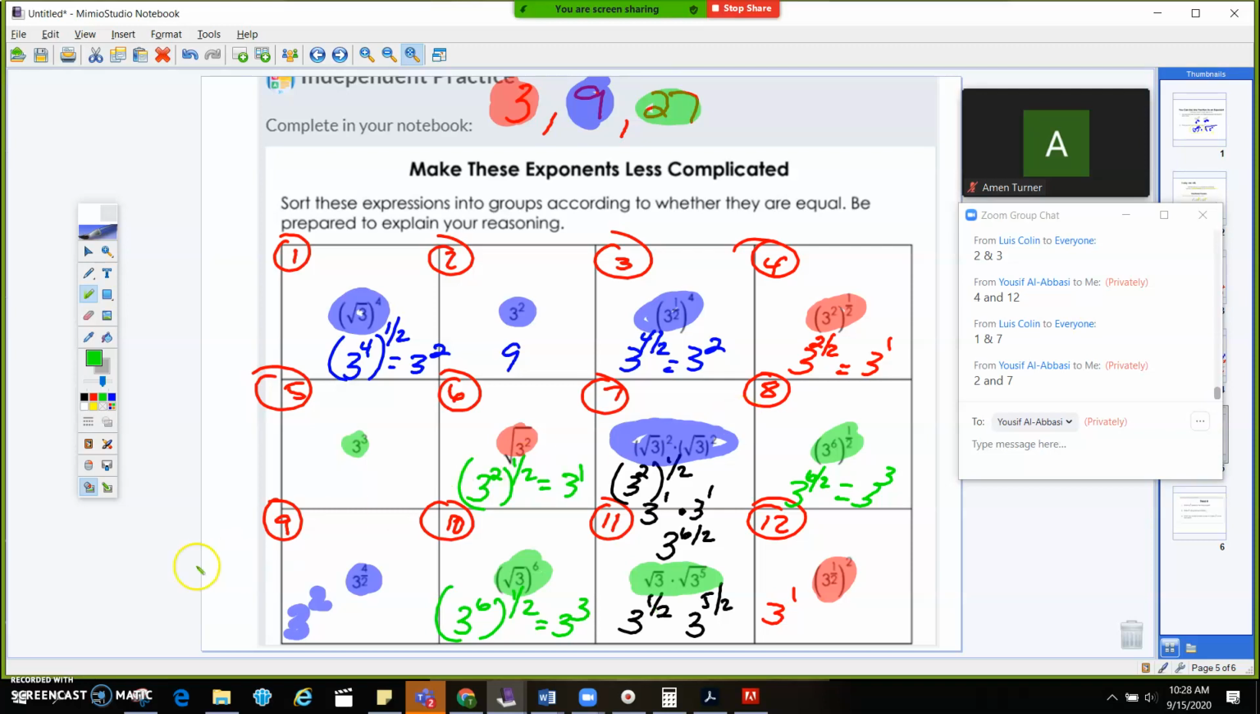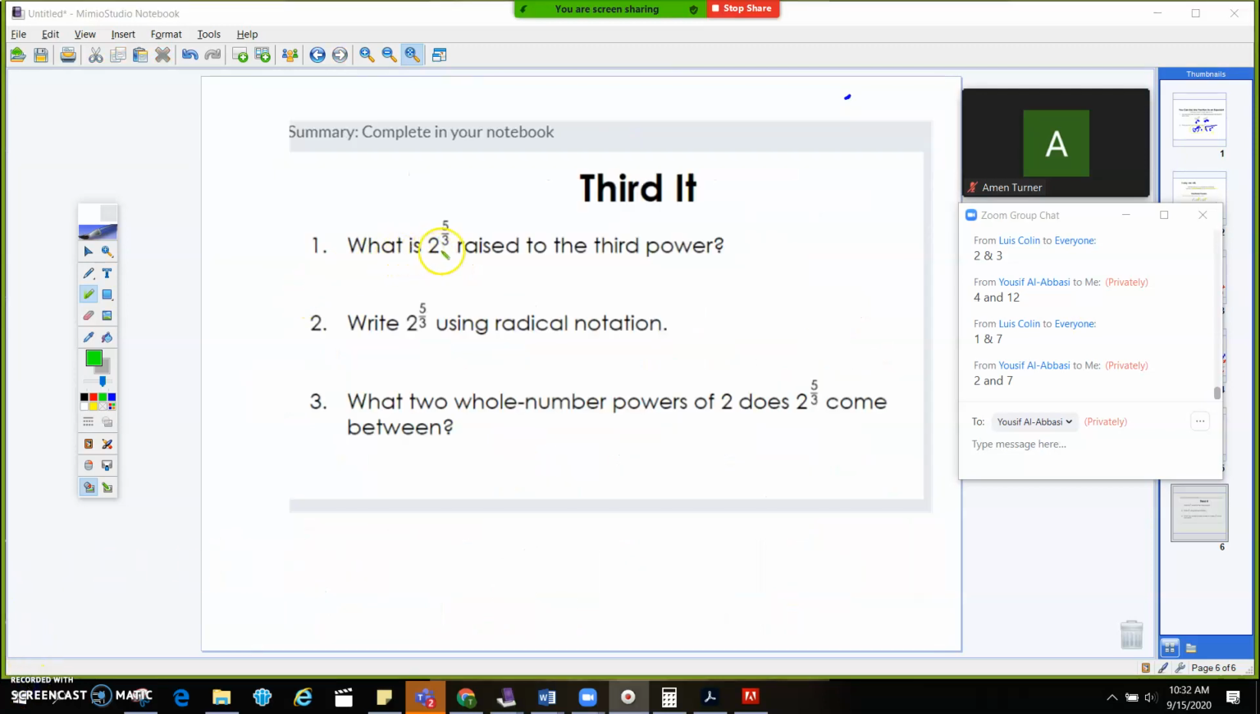Okay, comments, questions, concerns, inquiries. It says, what is 2 raised to the 5/3 raised to the 3rd power? So really this is saying 2 raised to the 5/3 raised to the 3rd power. You multiply your exponents, 5 divided by 3 times 3, these will cancel out. So really you just have 2 to the 5th power.